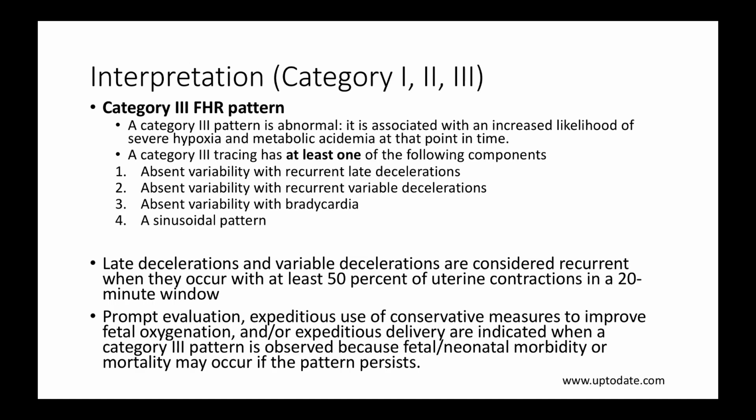Prompt evaluation, expeditious use of conservative measures to improve fetal oxygenation, and/or expeditious delivery are indicated when a category 3 pattern is observed, because fetal and neonatal morbidity or mortality may occur if the pattern persists. So, what are some of the conservative measures to improve fetal oxygenation? Those measures include giving oxygen support for the mother. We can also position the mother in a left lateral decubitus position. And also, we can hydrate the patient.